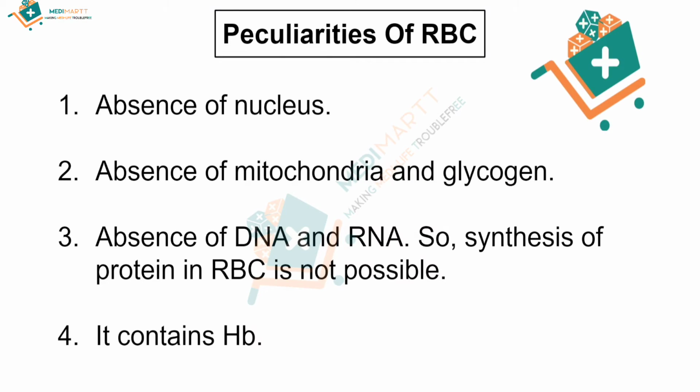absence of nucleus. Then, as you know, there are no mitochondria and glycogen, so that is also a peculiarity: absence of mitochondria and glycogen. Then there is no DNA and RNA, so absence of DNA and RNA. Because of this absence of DNA and RNA, synthesis of protein in RBC is not possible, and it contains hemoglobin. That is the most important point, so please remember that.